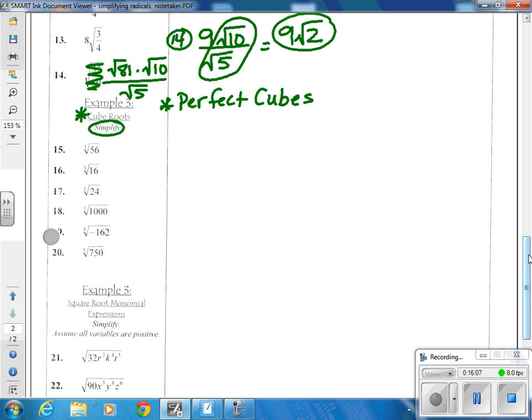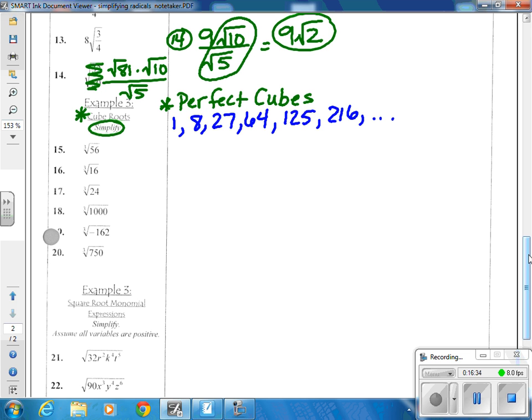1 cubed, or 1 times 1 times 1, is 1. 1's a perfect everything. That's why it doesn't really count for anything. 2 times 2 times 2 is going to give you 8. 3 times 3 times 3 is going to give you 27. 4 times 4 times 4 is going to give you 64. 5 times 5 times 5 is 125. And 6 times 6 times 6 is going to give you 216. If you want to go higher in your list, you can, but you don't need to. If we need to go higher than that, we'll use the calculator to help us out.